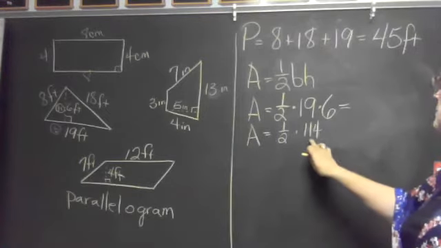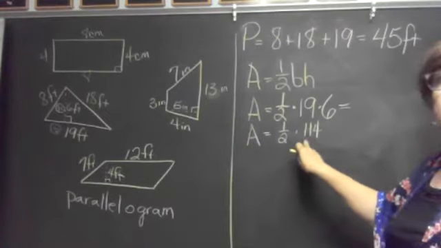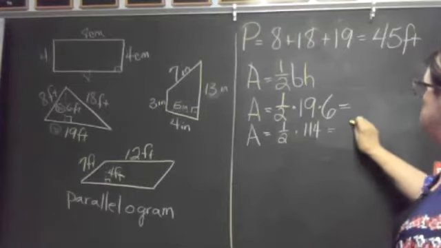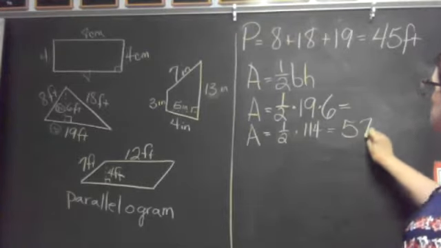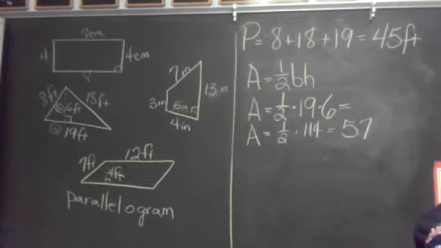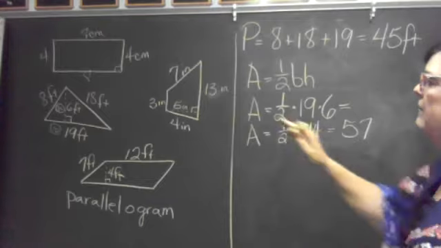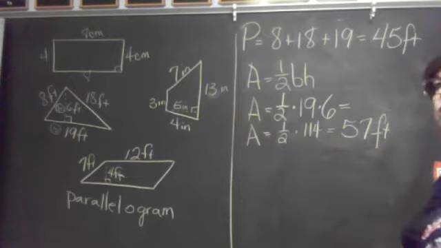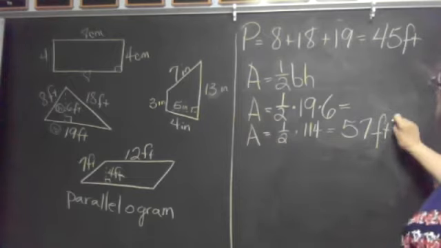Taking something times 1/2 is the same as dividing by 2. Y'all see? So it should be 57. Yes, 57, and we were working with feet. And we know that area is squared.